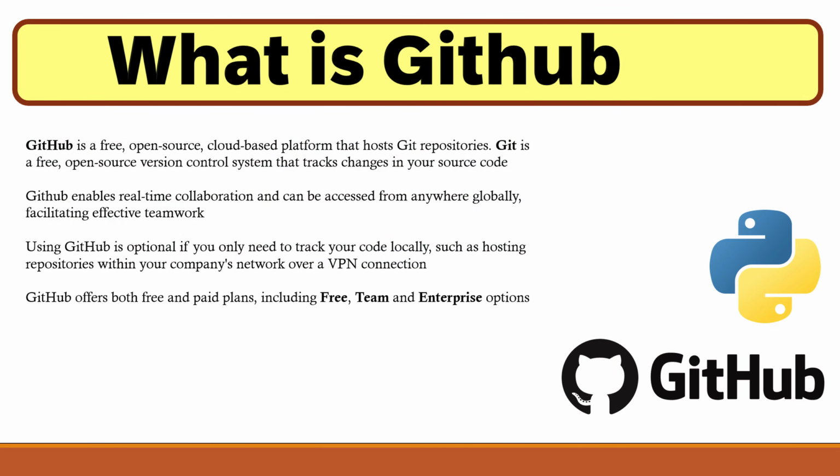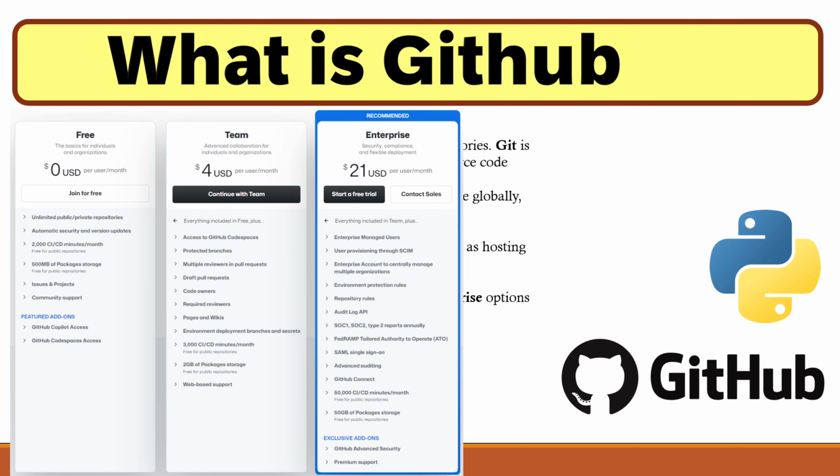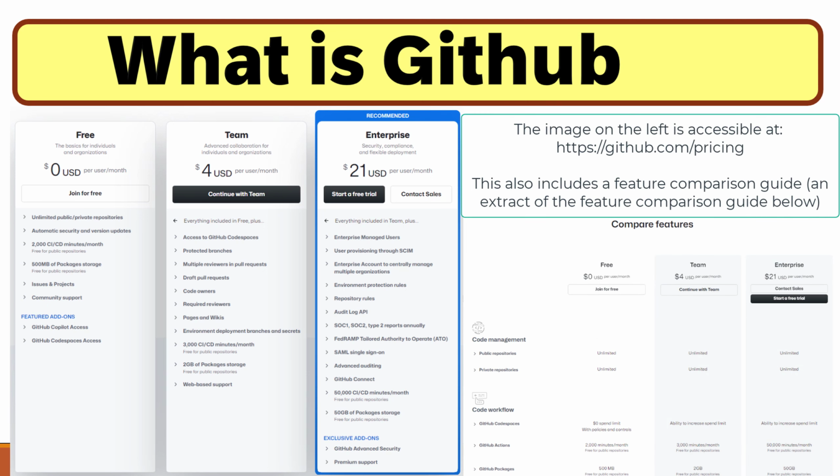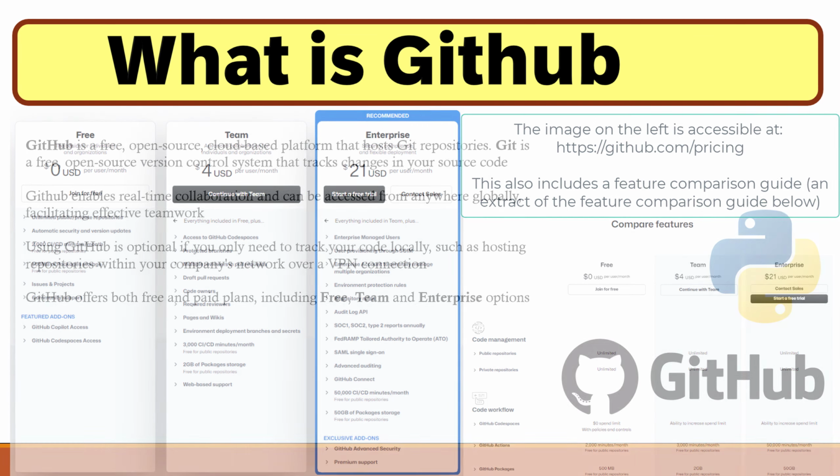And GitHub offers both free and paid plans, including free, pro and enterprise options. The free plan includes the basics such as unlimited public and private repositories with 500 megabytes package storage and 2000 automation minutes. The team plan offers advanced collaboration features with 2 gigabytes of storage, where the enterprise plan includes all features of the free and team plans, along with enhanced security, compliance, flexible deployment, and 50 gigabytes of storage.